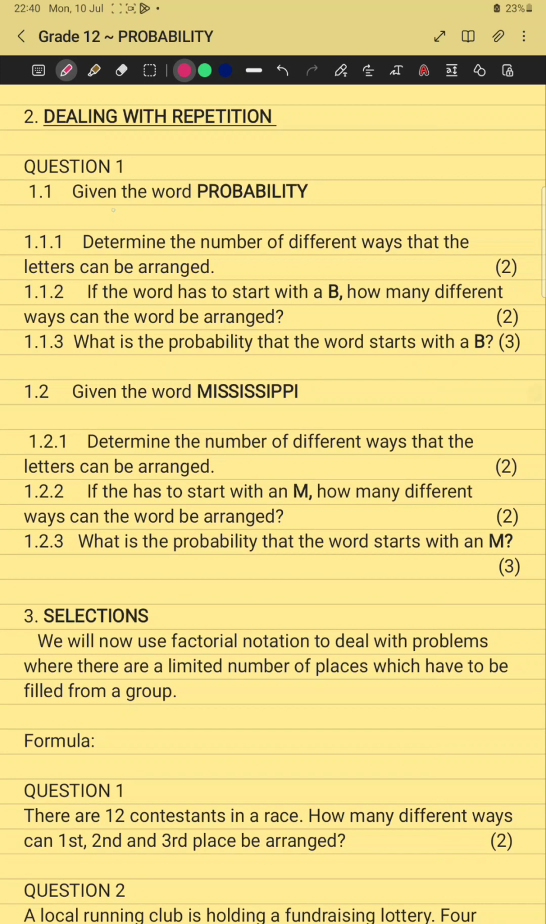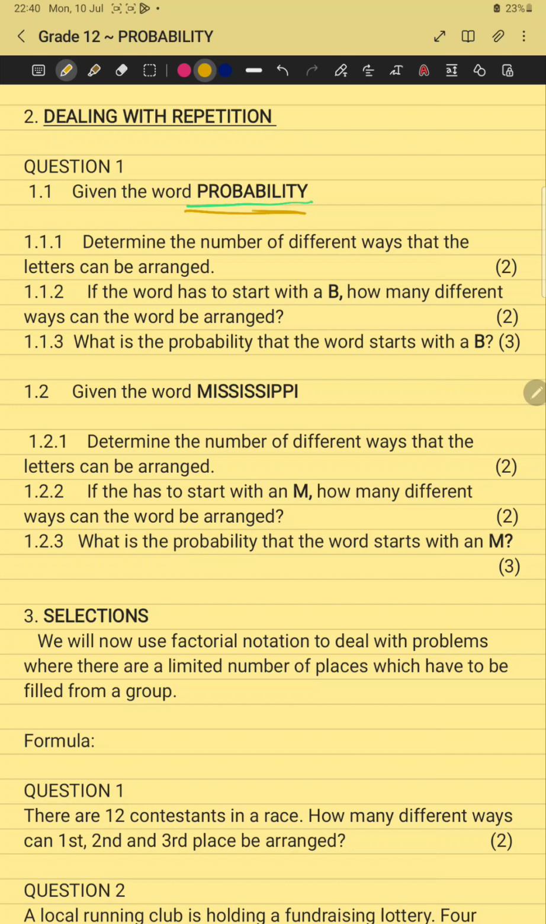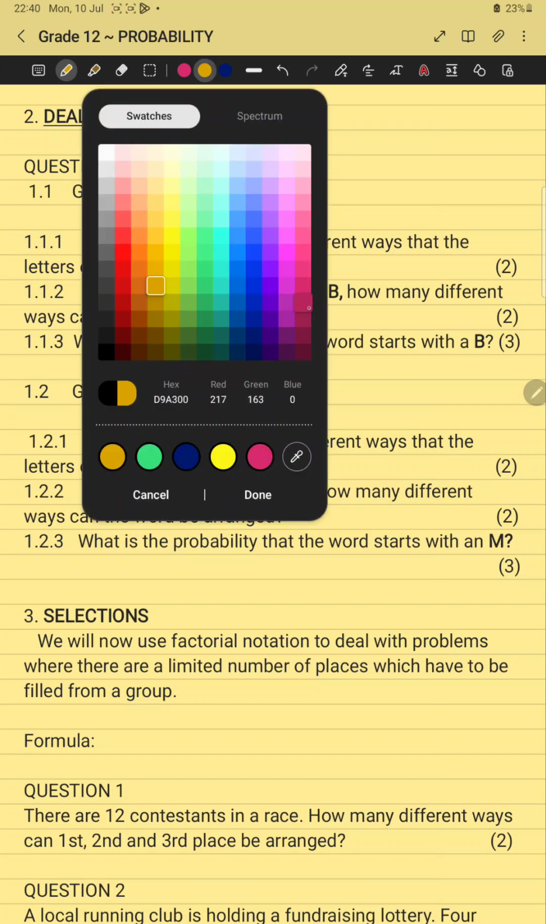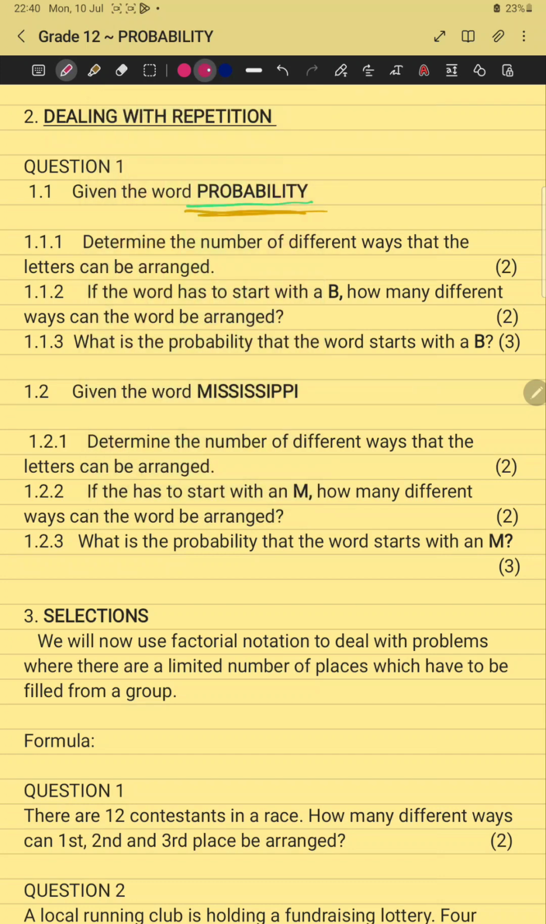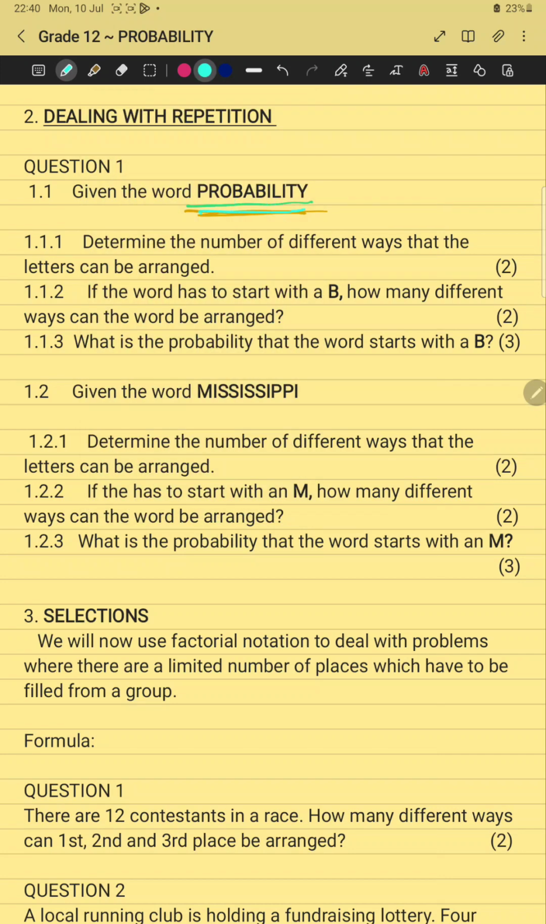So question 1, given the word probability, so let me use another color. This color is not clear. Given the word probability, let me just use this one, maybe this one will be right. Yeah, given the word probability.